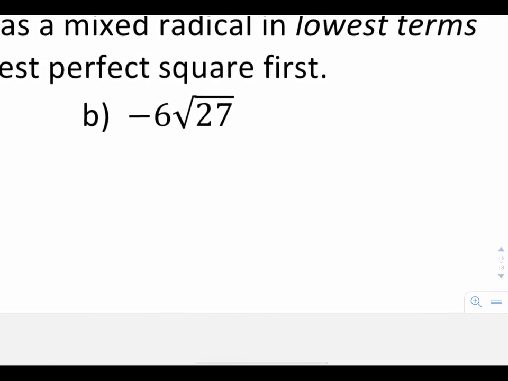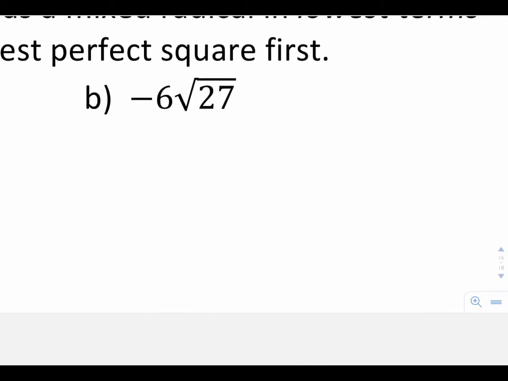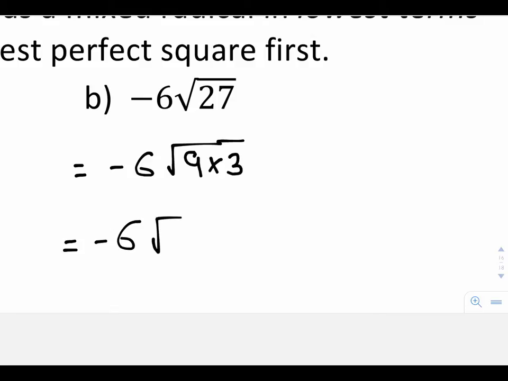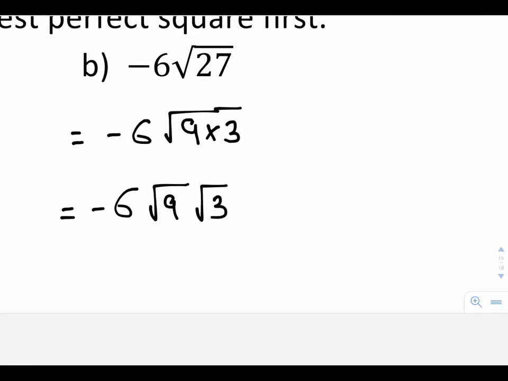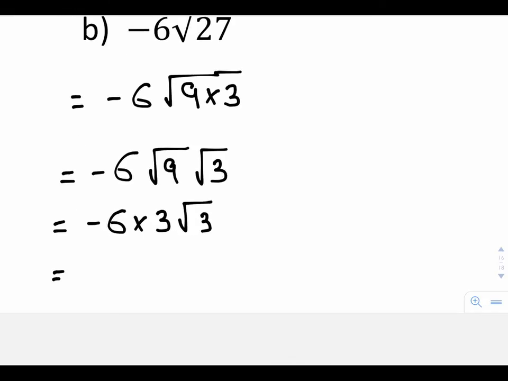For B, I have a square root of 27, and I know that 27 has a factor of 9. And again, I'm choosing 9 because I know it is a perfect square factor. So I'm going to break up this root here into, not root 6, but, sorry, root 9 and root 3. And the square root of 9 is equal to 3. So I have negative 6 times 3 times root 3. So my final answer is negative 18 root 3.